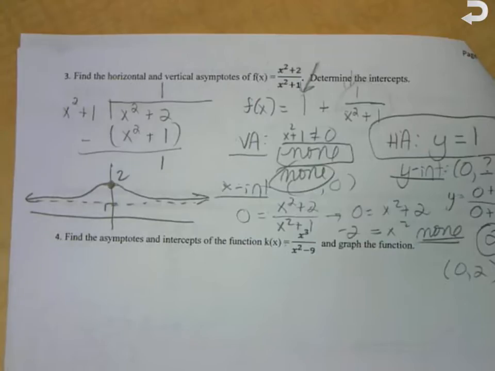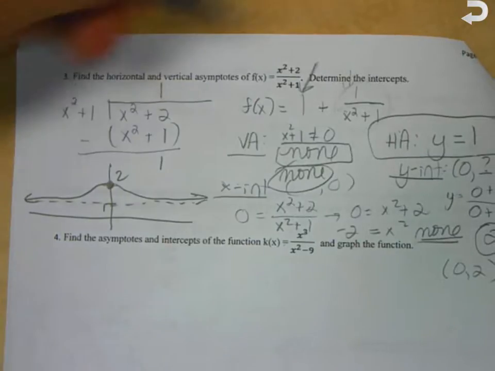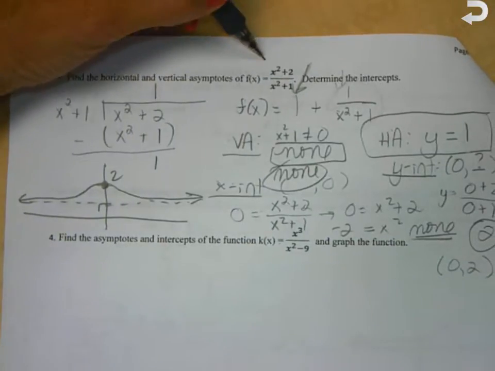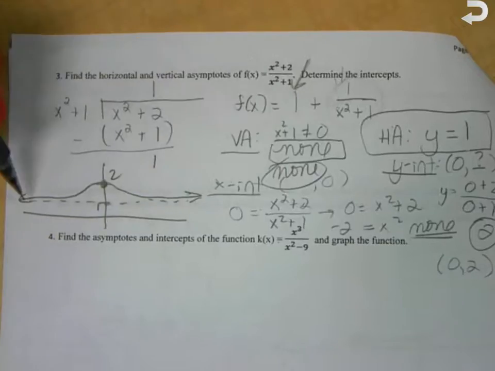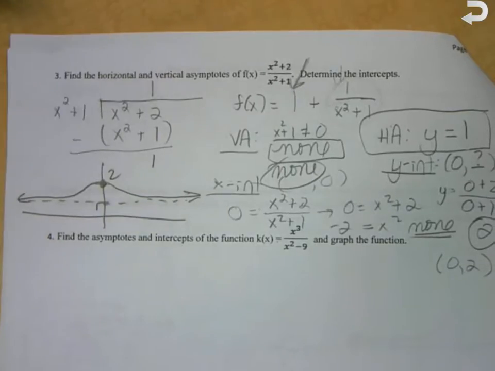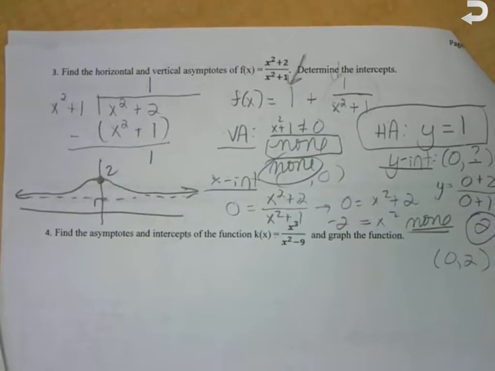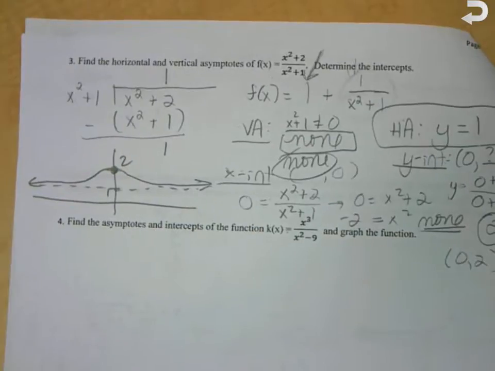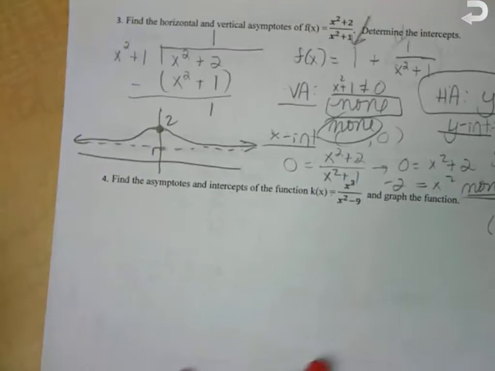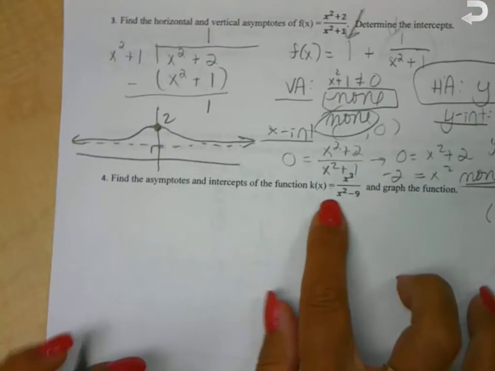Very different from the two graphs that we did on the previous page. So depending on how the rational function is set up, it can look like a hyperbola, it can look like kind of a bell-shaped curve here, and there are many other ways that rational functions can look. They have lots of different forms they can take on.